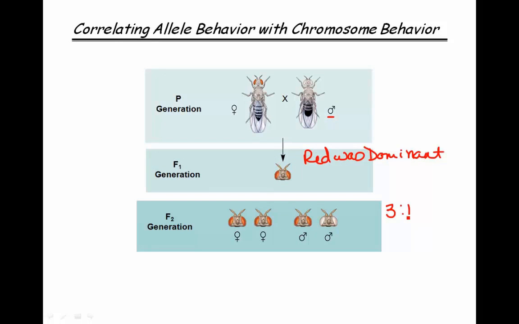But the interesting thing here was not only did he have a 3-to-1 ratio of the phenotypes, but all of the white-eyed fruit flies that he got happened to be male. So he did not have any white-eyed females in this F2 generation. So this indicated to him that somehow the eye color was related to the sex of the fruit fly.